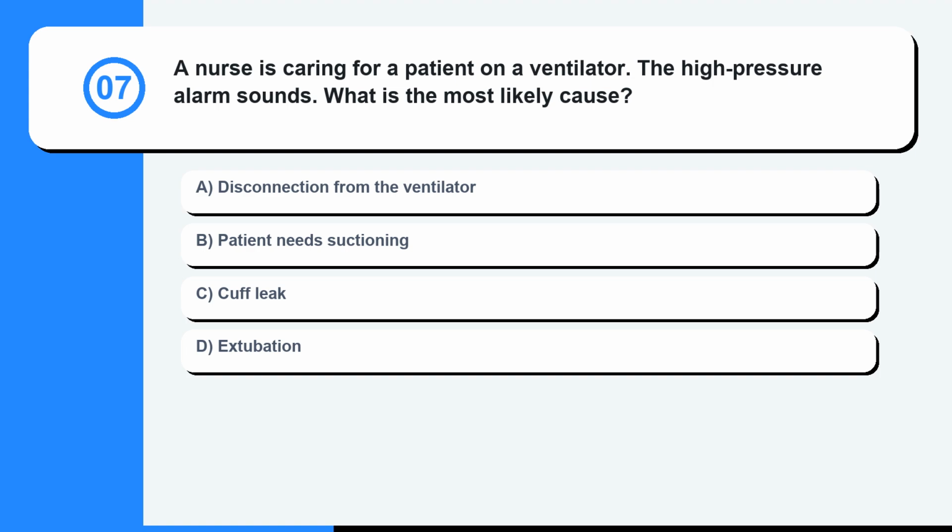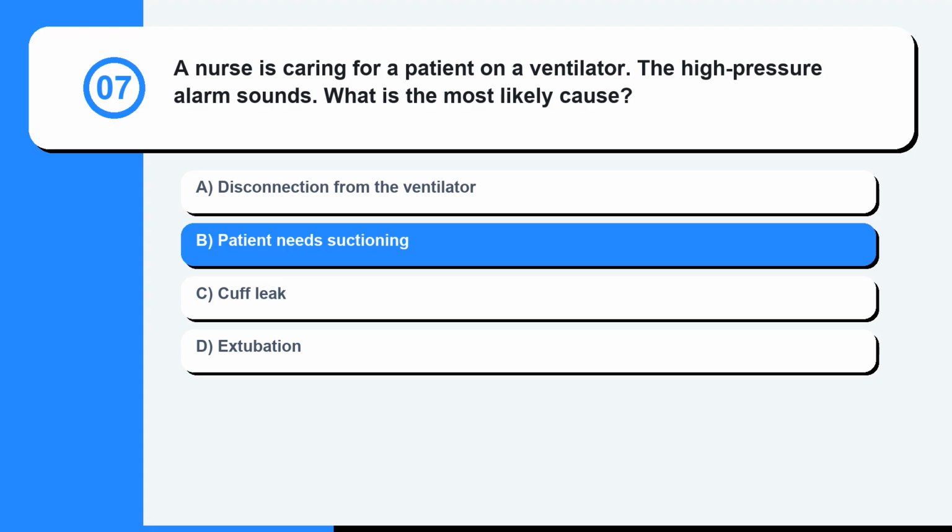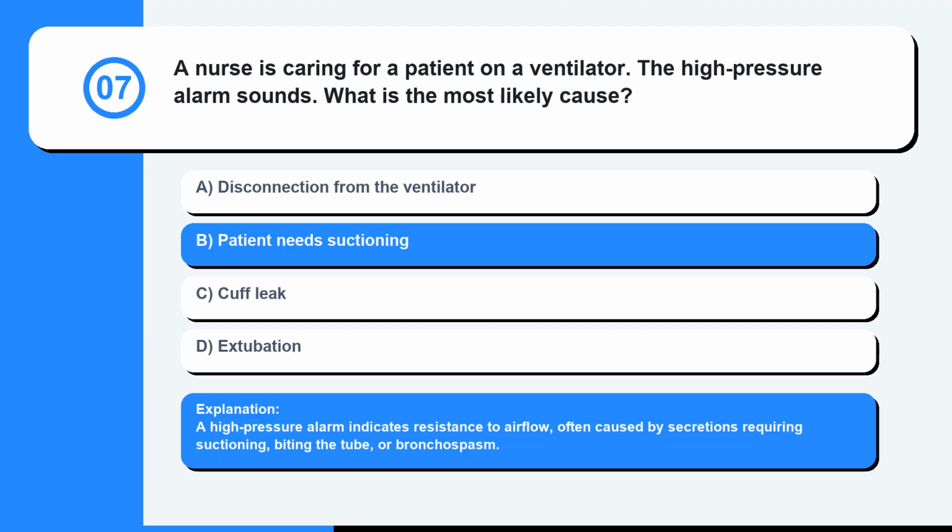Question 7. A nurse is caring for a patient on a ventilator. The high-pressure alarm sounds. What is the most likely cause? A. Disconnection from the ventilator. B. Patient needs suctioning. C. Cuff leak. Or D. Extubation. The correct answer is B. Patient needs suctioning. A high-pressure alarm indicates resistance to airflow, often caused by secretions requiring suctioning, biting the tube, or bronchospasm.